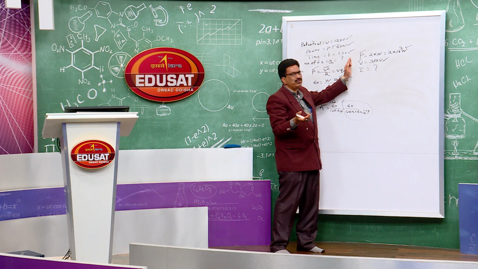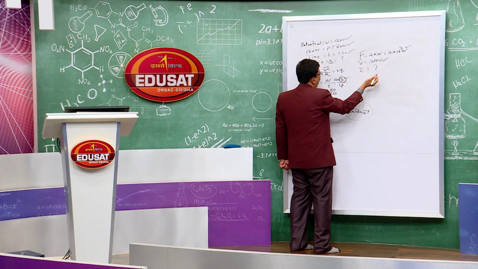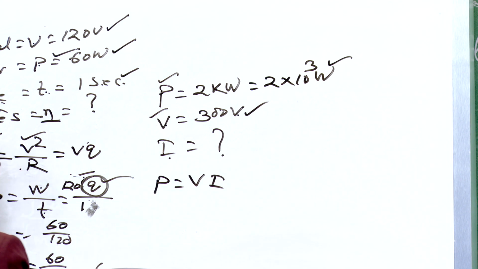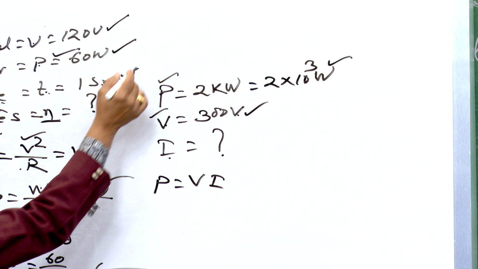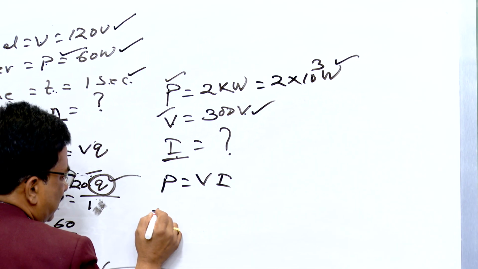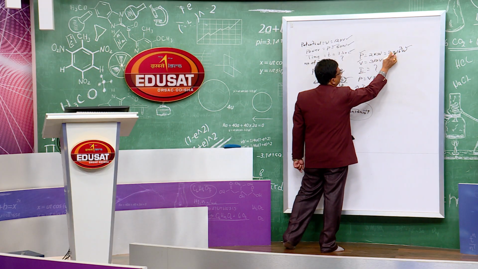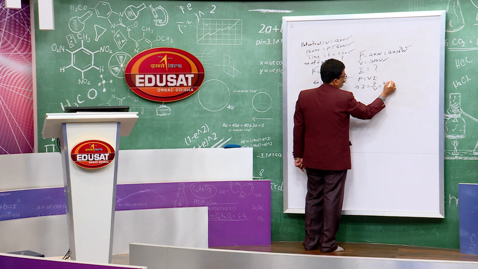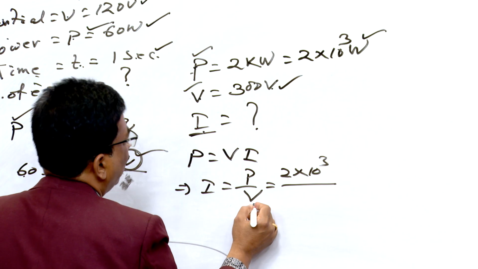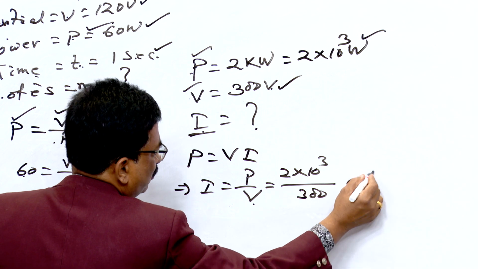So, now you have to put the formula and get the answer. These P, V and I, how are they related? You see, P is equal to VI, we have written and we know that one. So, if I is asked, then I is equal to P by V. P, not the drinking P, that is the power P. So, that is equal to 2 into 10 to the power of 3 by V, which is 300. This is the current, so the unit will be ampere.